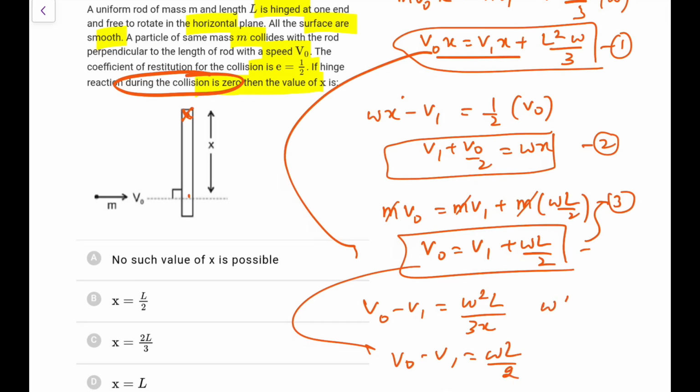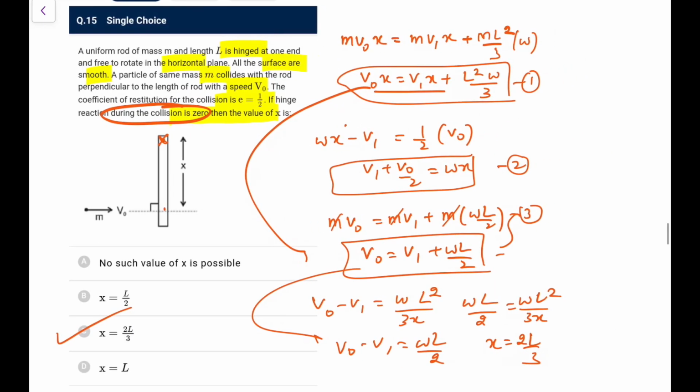So equating it, omega L by 2 equals omega L square by 3x. I wrote omega square wrongly, it is omega L square. So x comes out as 2L by 3. So this is coming out as option C in this particular case. You have to use these three equations here.